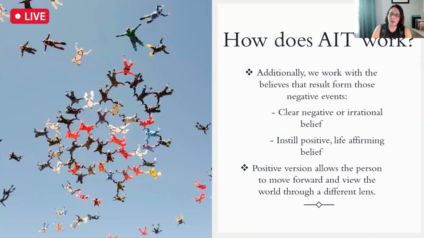So how does AIT work? We will work with beliefs also. So we work with three-step transformation, all these parts of trauma and the results today. But we don't stop there. We will go and find the beliefs that are there as a result of those negative events. We will clear those negative and irrational beliefs, and we will instill a positive and life-affirming belief. So we will try to create an option for the person other than what they have believed until now.